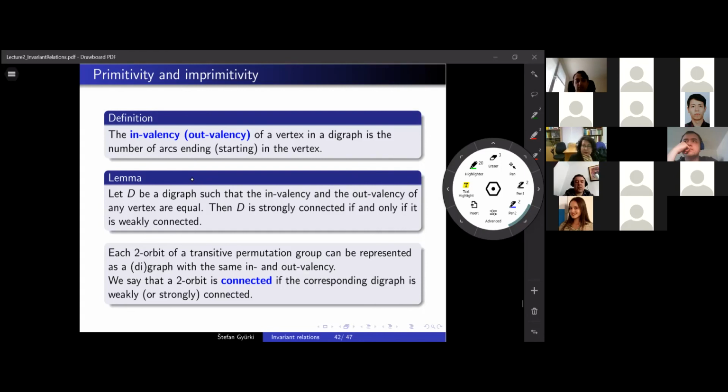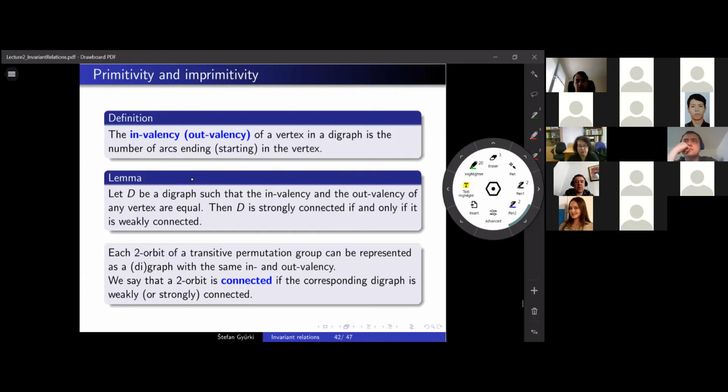Now, a nice result is that if we have a digraph which is in a sense regular, meaning that in each vertex you have the same invalency and outvalency, then this digraph is strongly connected if and only if it is weakly connected. The proof is very nice. You can find it, for example, in Godsil and Royle, but you can also prove it by yourself, because it really doesn't need any special knowledge.